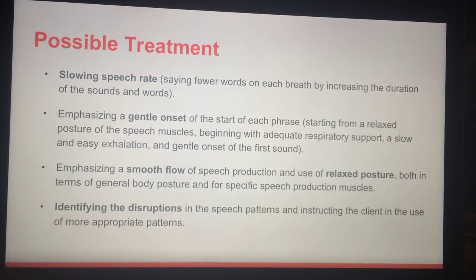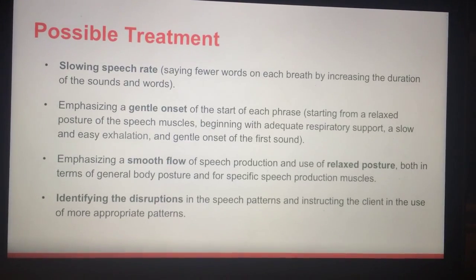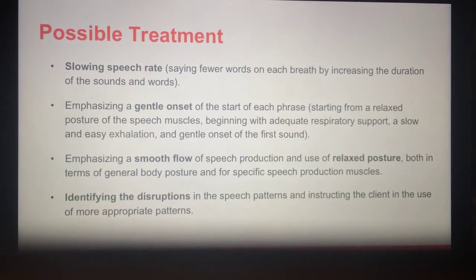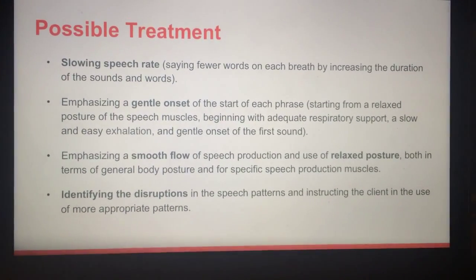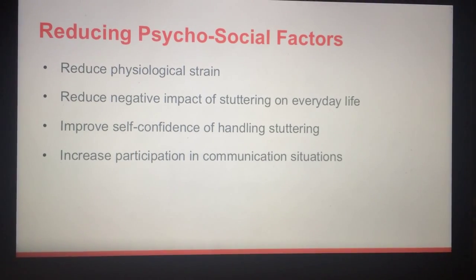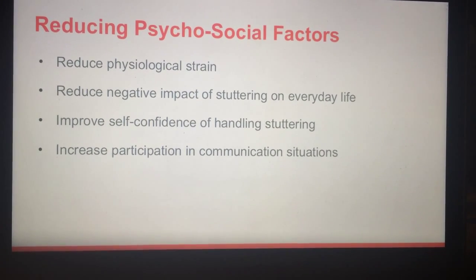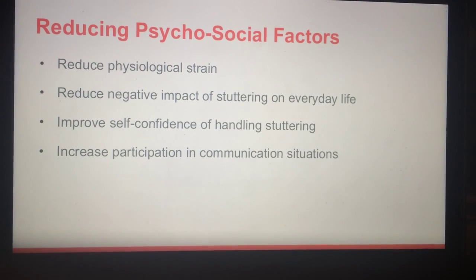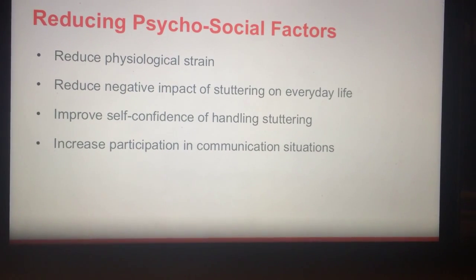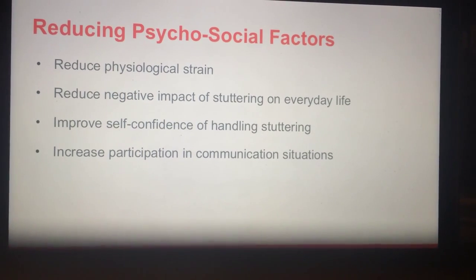Of course, these therapeutic results are accomplished by practicing and teaching speech techniques to improve fluency, transferring the techniques into various speech situations, and strengthening the patient's motivation for treatment. It is also important for us to target psychosocial factors when we're providing treatment for neurogenic stuttering. We can start to do this by reducing the physiological strain, reducing the negative impact of stuttering on one's everyday life, improving the self-confidence of handling their own stuttering, and increasing participation in communication situations.